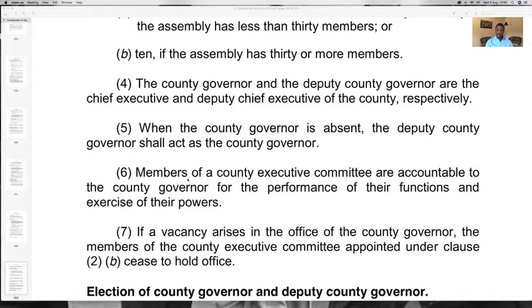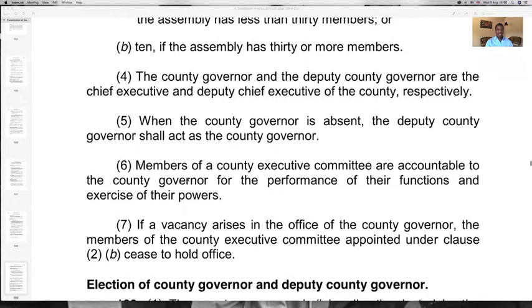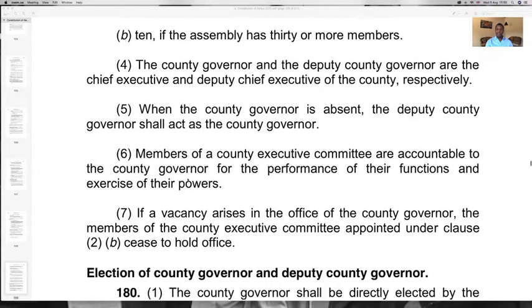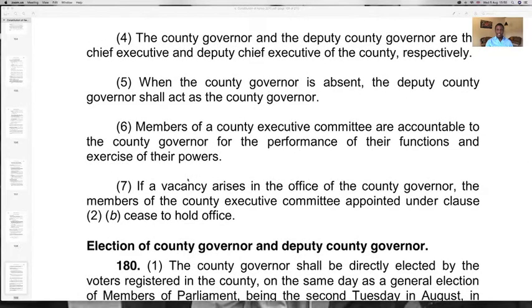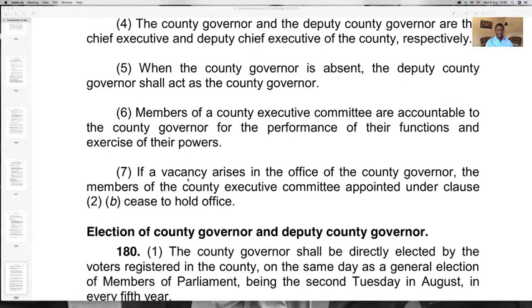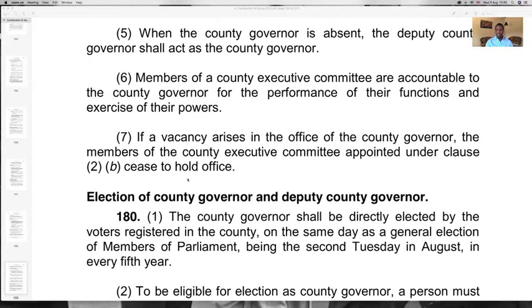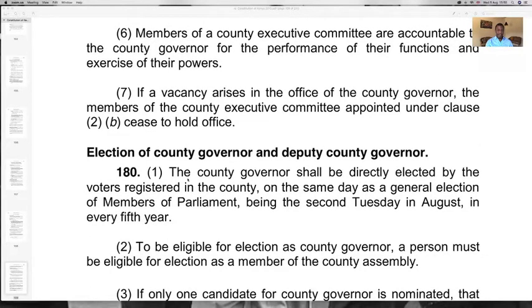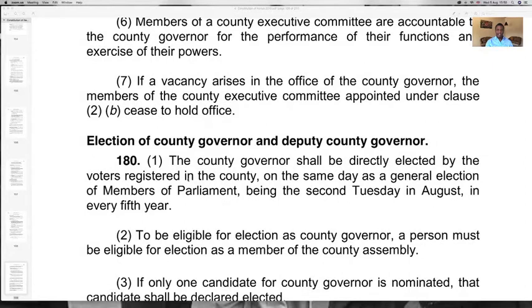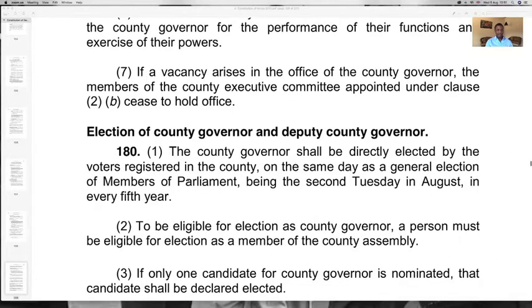The county governor and the deputy county governor are the chief executive and the deputy chief executive of the county respectively. When the county governor is absent, the deputy county governor shall act as the county governor. Members of a county executive committee are accountable to the county governor for the performance of their functions and exercise of their powers. And if a vacancy arises in the office of the county governor, the members of the county executive committee appointed cease to hold office. In that if the governor leaves office, so do the county executive committee.